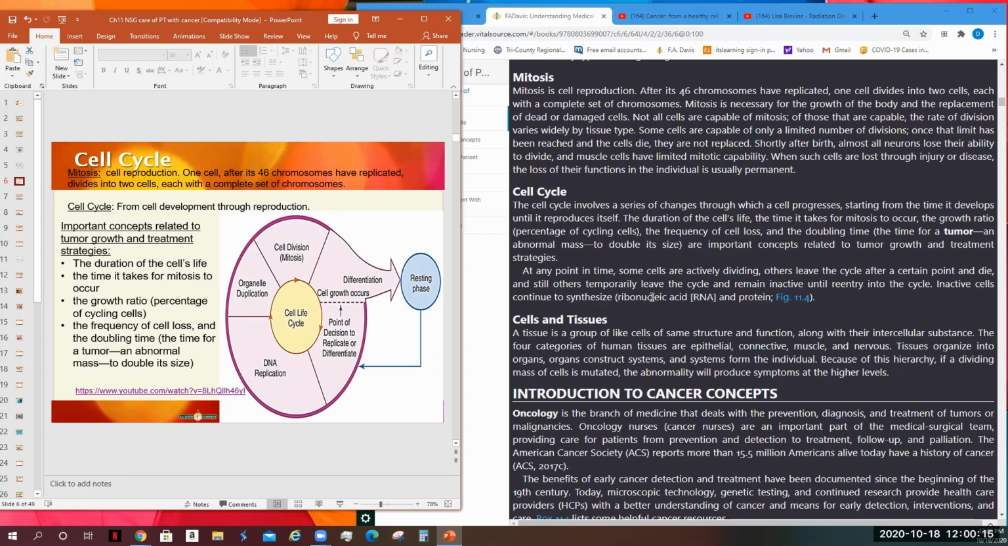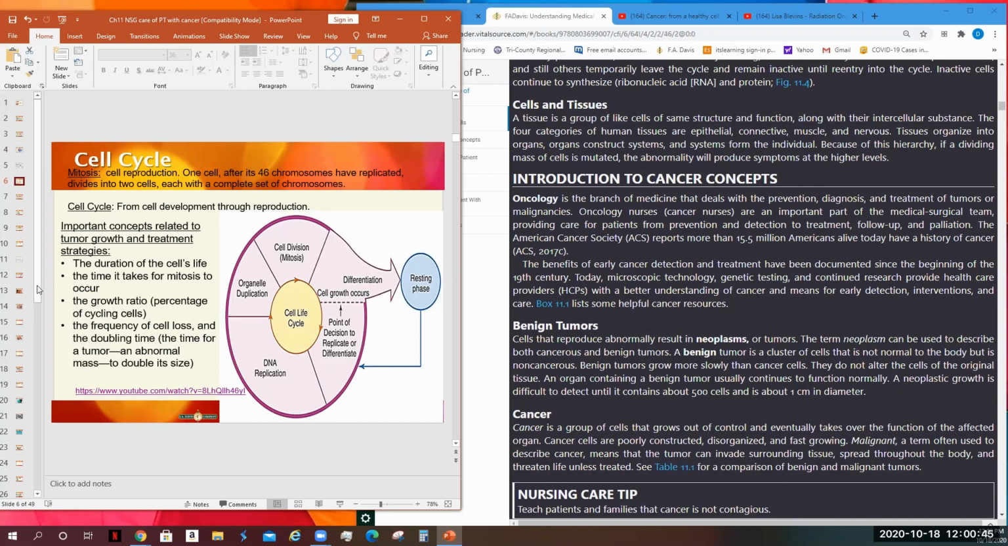At any point in time, some cells are actively dividing, others leave the cycle after a certain point and die, and still others temporarily leave the cycle and remain inactive until re-entry into the cycle. Inactive cells continue to synthesize ribonucleic acid, RNA, and protein.